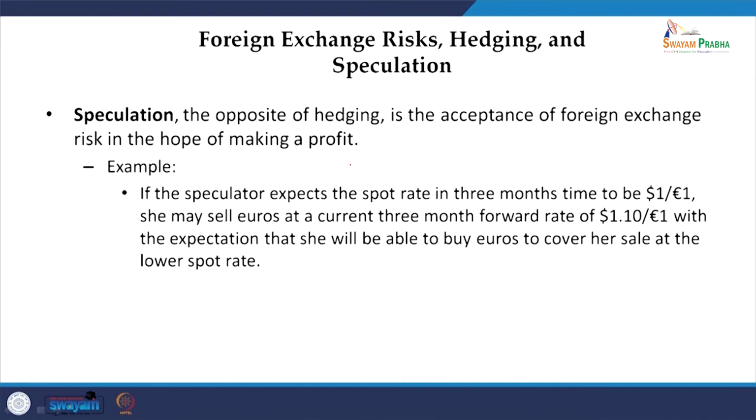If the speculator expects the spot rate in 3 months to be $1 per €1, she may sell euros at the current 3-month forward rate of 1.10 per euro, with the expectation that she will be able to buy euros to cover her sale at the lower spot rate. So, selling at a higher rate of 1.10 and buying at a lower rate, with that expectation, the speculation can give a better return.